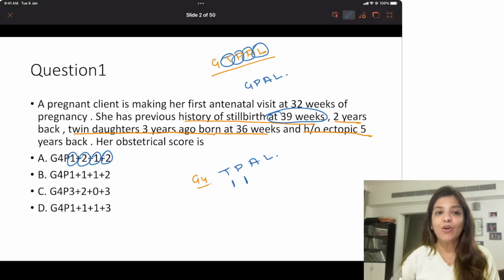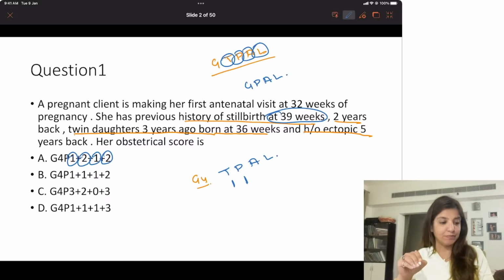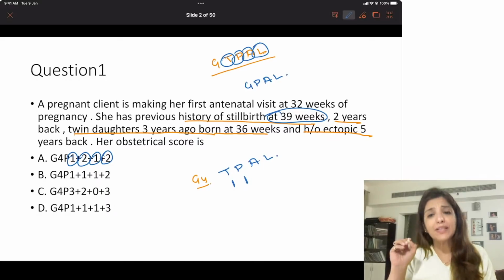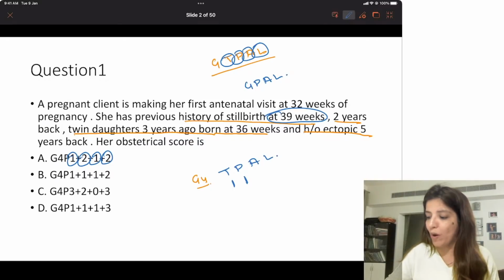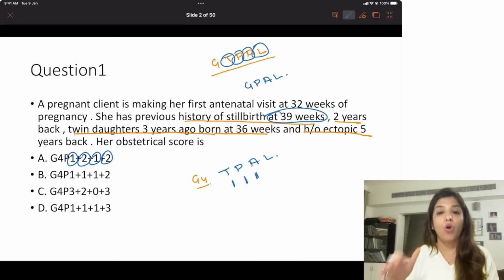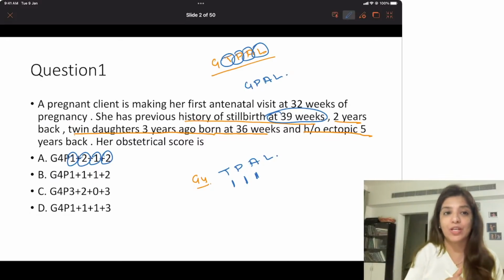Then the number of abortions. Whether we say number of abortions, or number of ectopic pregnancies or molar pregnancies, it is any pregnancy loss which happens at less than 20 weeks. So she has a history of 1 ectopic, which will be counted in abortions. Now comes the number of living children she has.